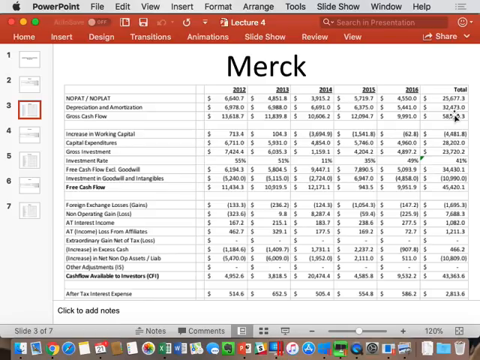What is Merck's depreciation over the 5 years? How much depreciation do they have? What's the number? Total column. 32.4 billion. How much CapEx over 5 years? 28 billion. What does that tell you?